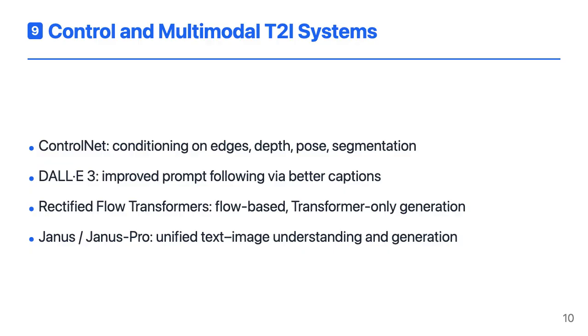DeepSeek's Janus framework goes further by unifying multimodal understanding and generation. It uses separate encoders for semantic understanding and discrete visual tokens, then feeds both into a single autoregressive transformer. Janus-Pro refines the training schedule and data to boost performance on both text-to-image and image understanding tasks.